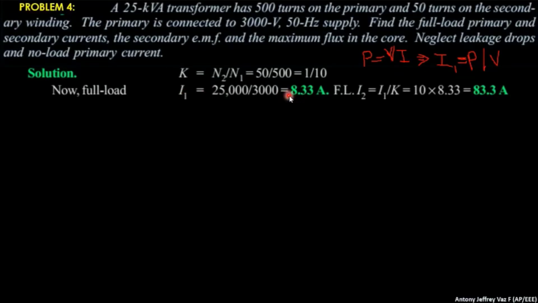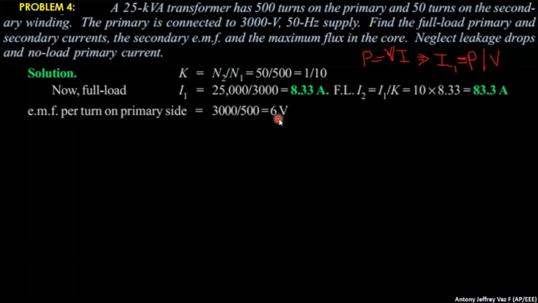To find the secondary current, you can use the transformation formula. K is equal to I1 by I2, so I2 is equal to I1 divided by K. K is equal to 1 by 10, so 10 into 8.33, you get 83.3 amperes in the secondary. Next, the EMF per turn on the primary side is 3000 divided by 500, which is nothing but 6 volt.